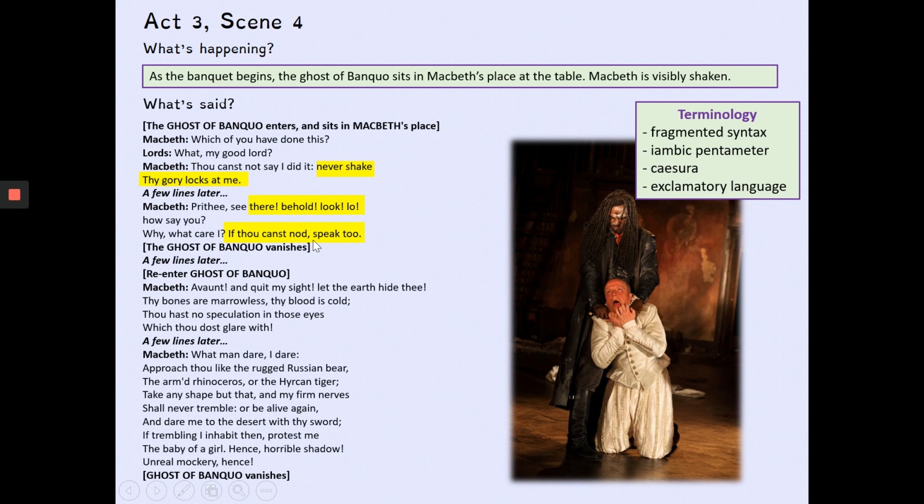"If thou canst nod, speak too." So if you remember earlier, he told the witches they had to speak, and they did. Well, here he's trying to tell Banquo, another supernatural force or an agent of the witches, to speak. But he won't. And that's much more scary for Macbeth. That silence is much more deadly and disturbing.